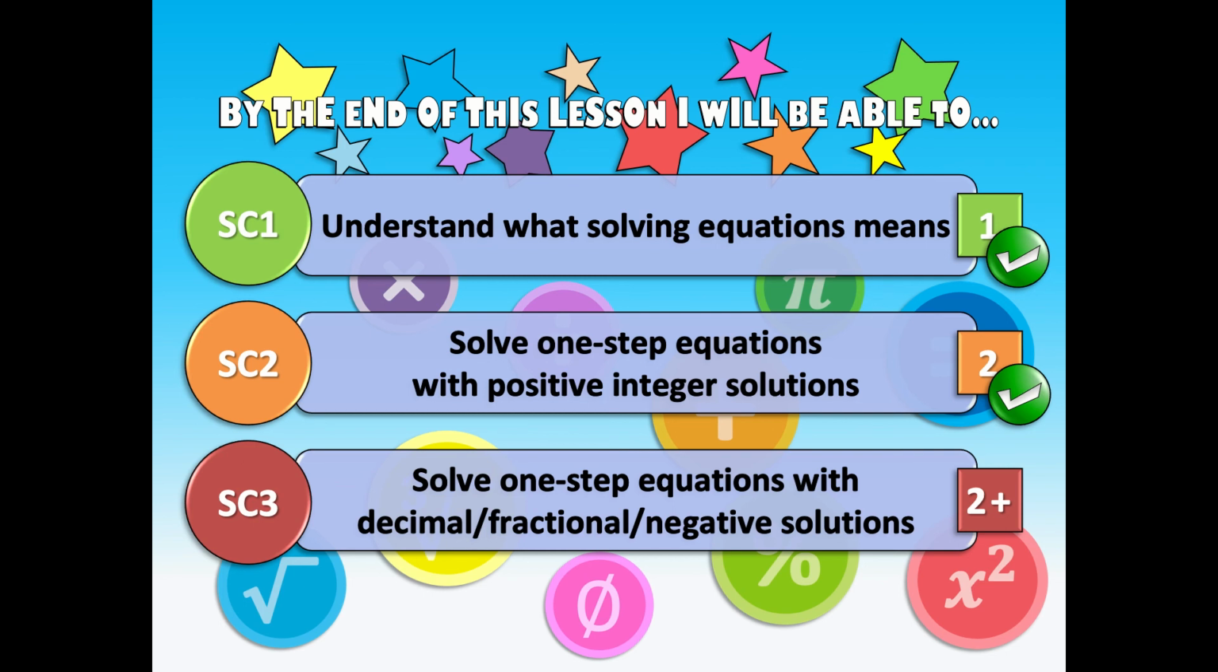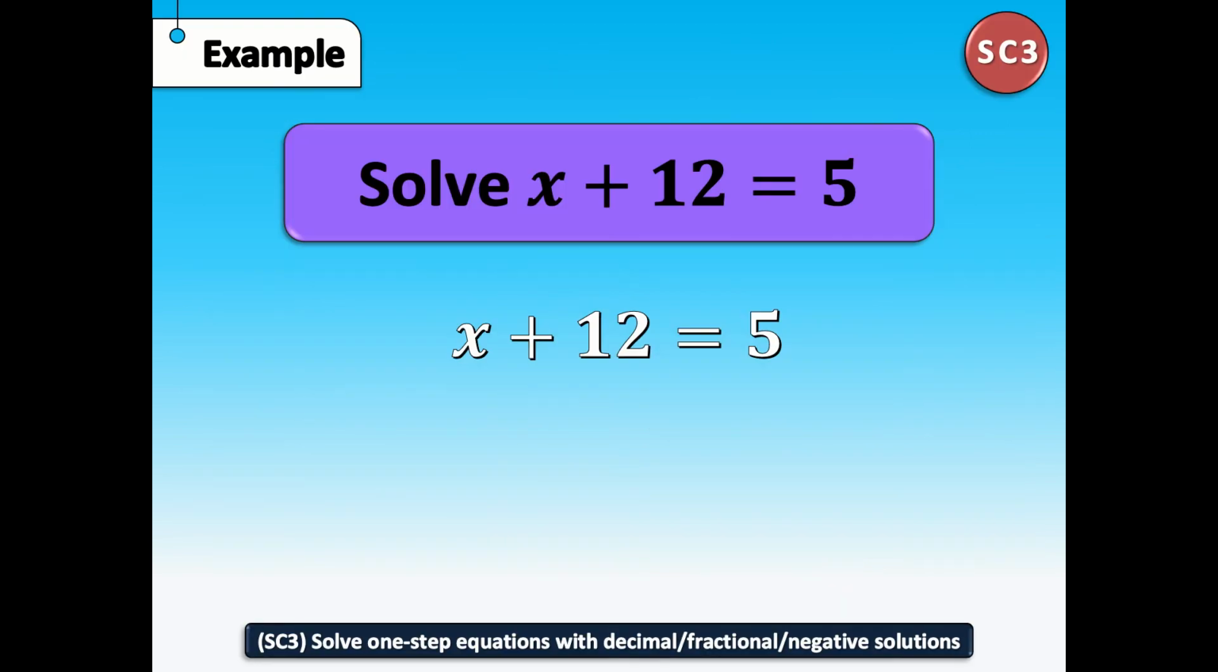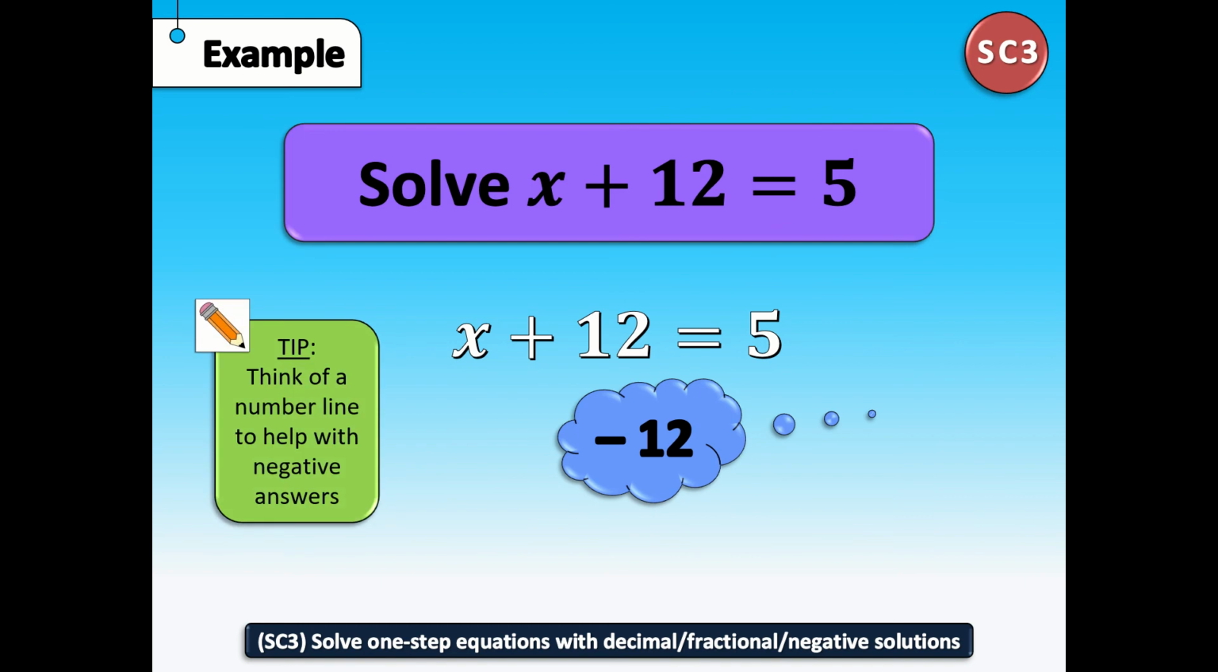So now we can move on to number 3, and this is to solve one-step equations with decimal, fractional, or negative solutions. So this time we've got x plus 12 equals 5. So if we do the inverse of adding 12, which is to take away 12, and do 5 take away 12, so think of the number line to help you do 5 take away 12, because it'll go into the negatives, we get x equals minus 7.